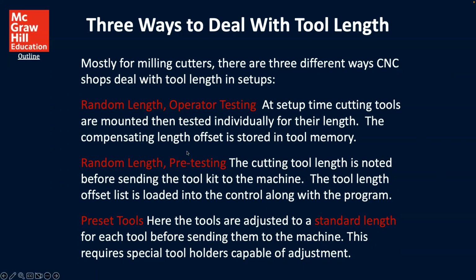Two, you can have random length and pre-testing. The cutting tool length is noted before sending the toolkit to the machine. The tool length offset list is loaded into the control along with a program. And three, tool presets. Here, the tools are adjusted to a standard length for each tool before sending them to the machine. This requires special tool holders capable of adjustment.